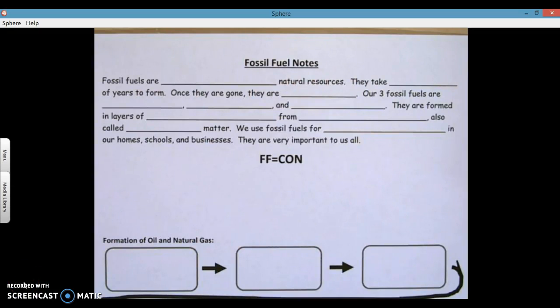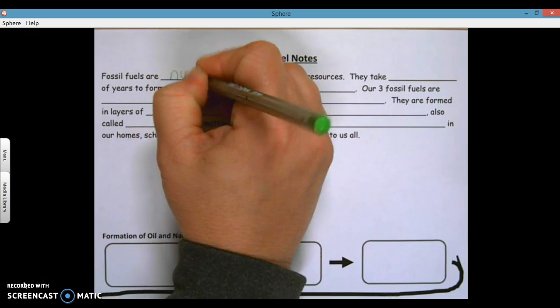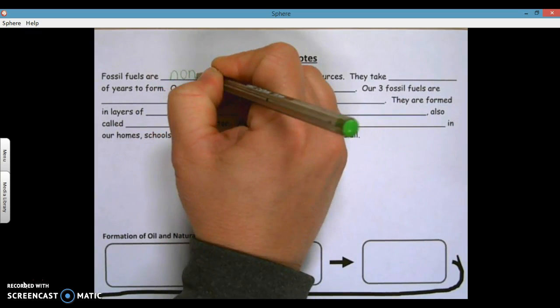Okay, so now we're going to take some notes so that we can put them into our journal so that you have a great resource to use to study from for your test that's coming up soon. So these notes are specifically on fossil fuels. If you will remember, fossil fuels are a non-renewable natural resource.